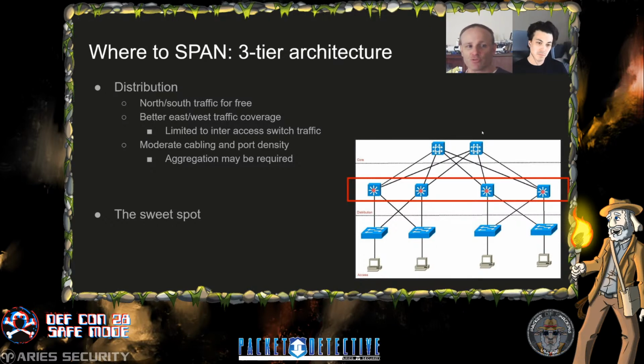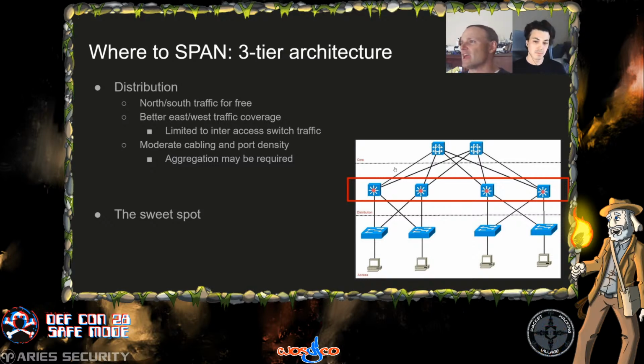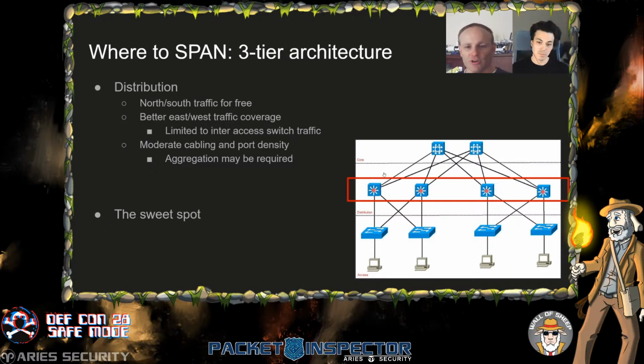And what's the advantage of the distribution over the core? More east-west traffic, period. You're still not going to get all of it because you won't get traffic that never leaves an access switch. So if you have two servers that talk to each other on the same access switch, it's not going to come up to the distribution layer. But you'll get a lot of stuff, and it doesn't have incredibly onerous cabling requirements. Even in large networks, a lot of times we're only talking 8, 12, 16 distribution switches. So it's not like you're going to be running dozens and dozens of cables, or requiring massive aggregation switches.